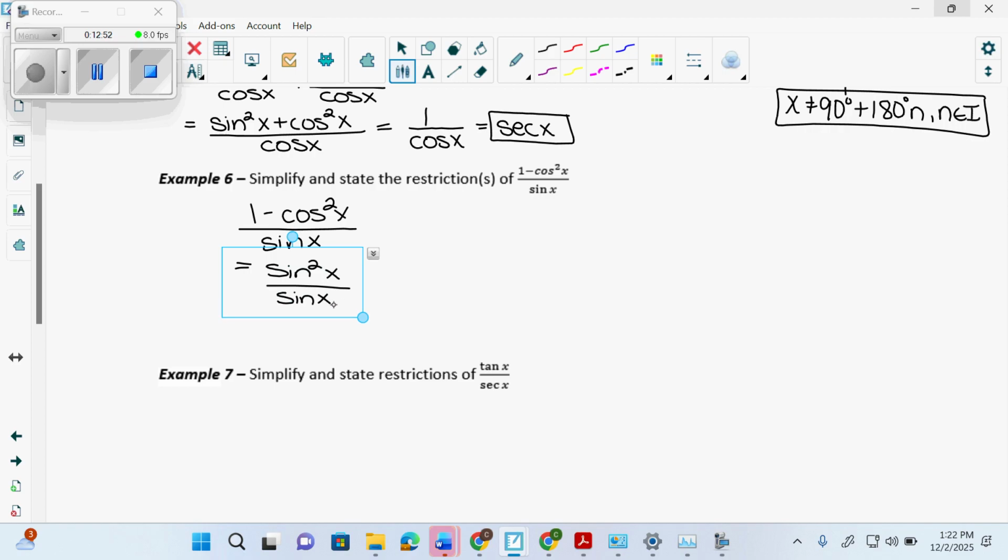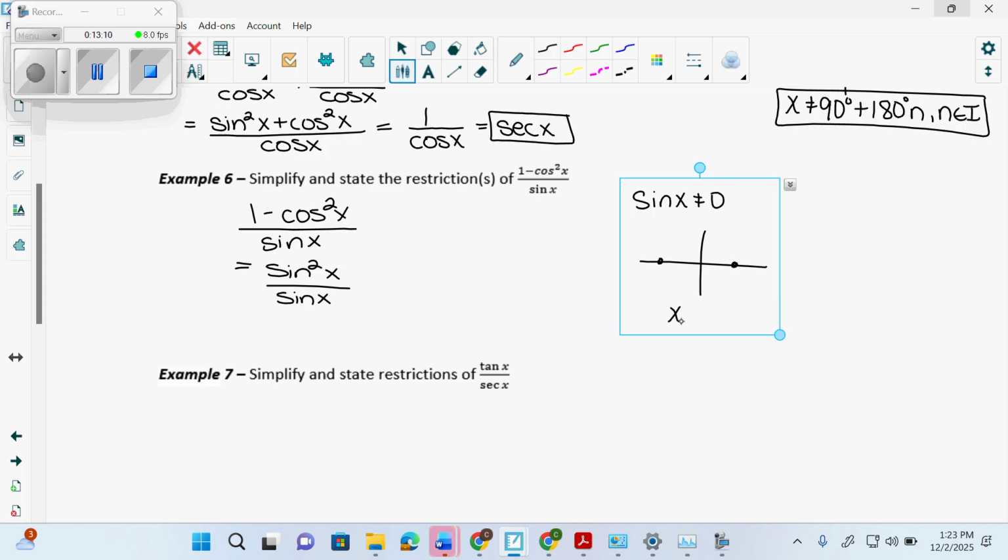But I have to state restrictions before I cancel. You were taught that in rationals in Math 20-1. Because if at any point in time it was a non-permissible value, it still counts. So always say before you cancel. So I'm going to have sine x can equal 0, which is here and here. So x can equal 180 degrees n, n an integer.